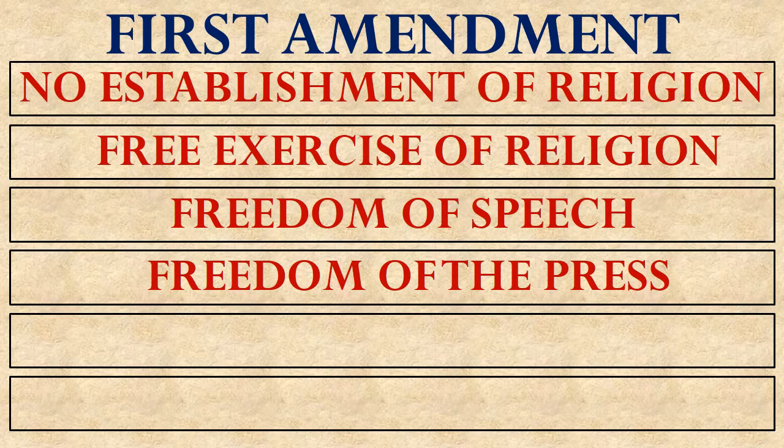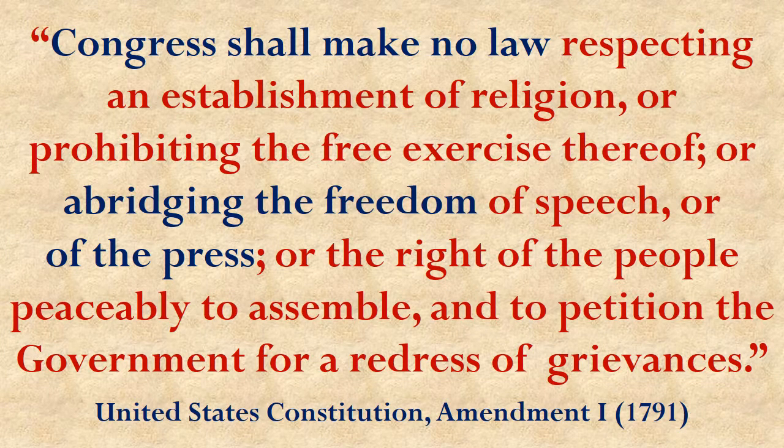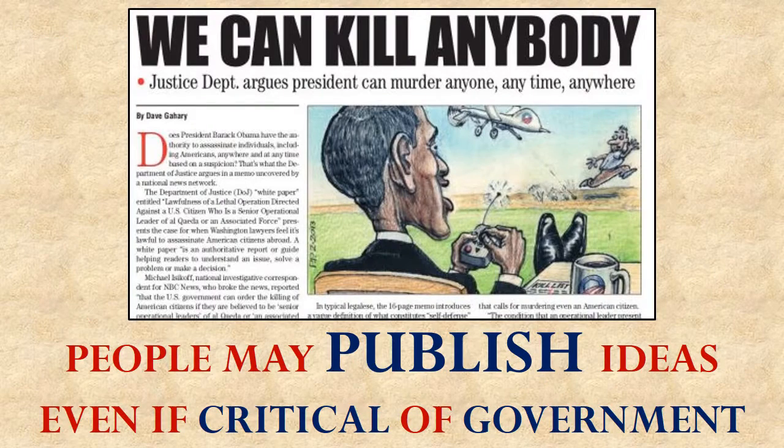The next thing protected in the First Amendment is freedom of the press. The amendment says, Congress shall make no law abridging the freedom of the press. What this means is that not only can you speak to other people complaining about the government, you can actually publish that idea in some way that a broader, bigger audience can hear you being critical of the government.